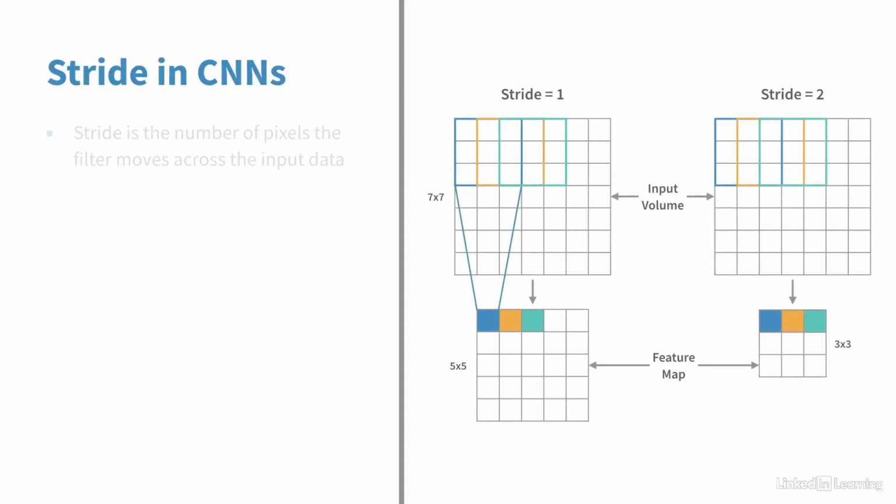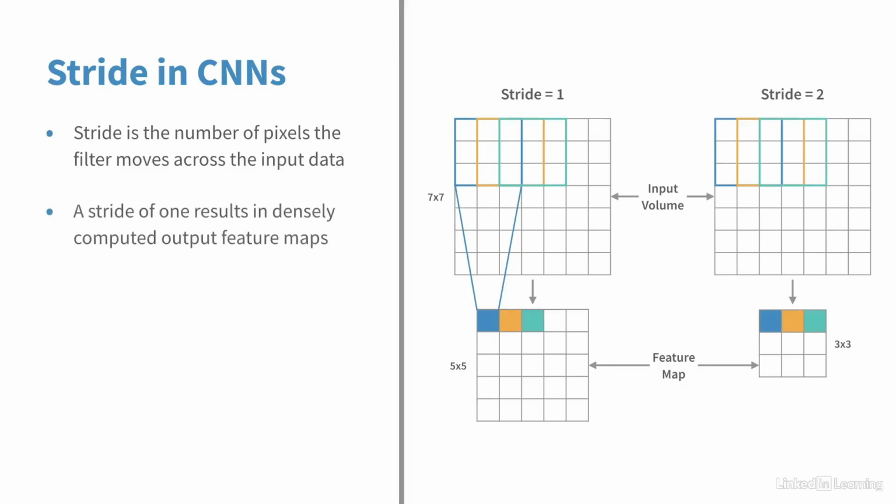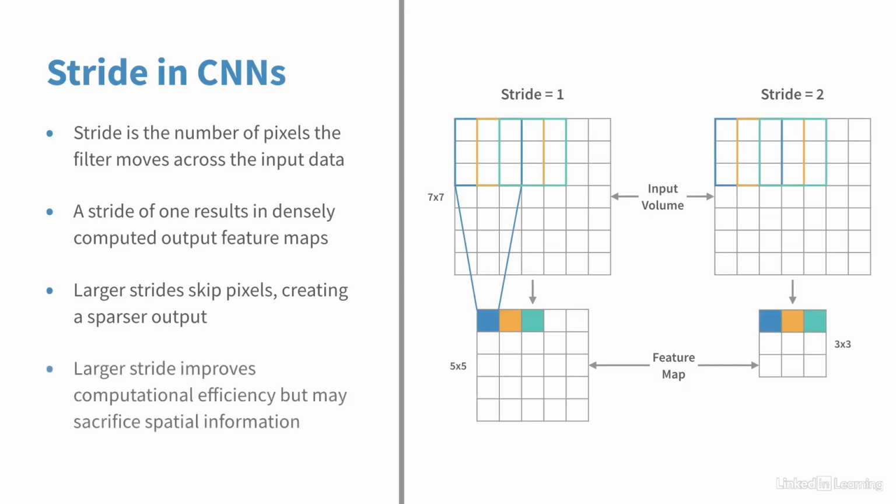The stride refers to the number of pixels by which the filter moves or slides across the input data. A stride of 1 means the filter slides 1 pixel at a time, resulting in a densely computed output feature map. A larger stride, like 2 or more, skips pixels, leading to a sparser output feature map and reduced spatial dimensions. A larger stride can increase computational efficiency, but may also result in a loss of spatial information.